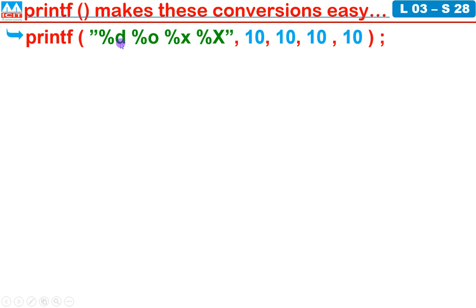This is decimal 10. This is decimal 10. These are all decimal 10s. I am trying to print this decimal 10 in decimal format. You will get 10. This 10 in octal, that means 10 means 1, 2 in octal. In hexadecimal, this 10 means you are going to get A.